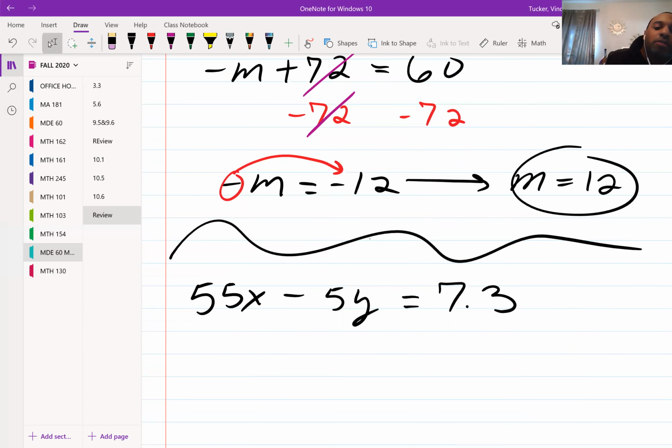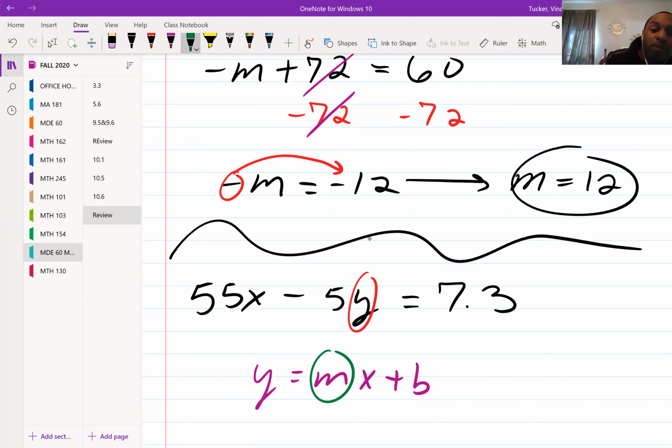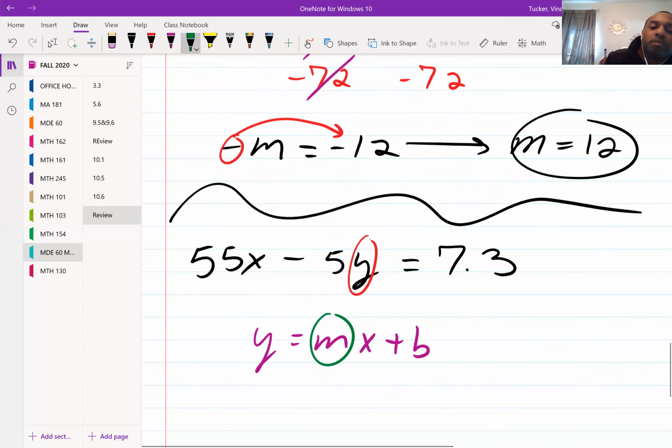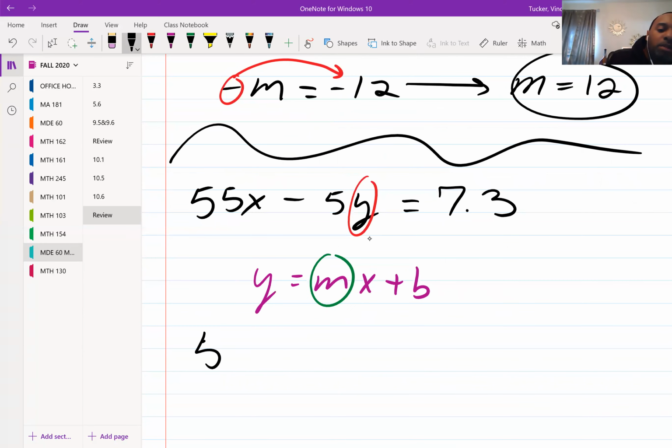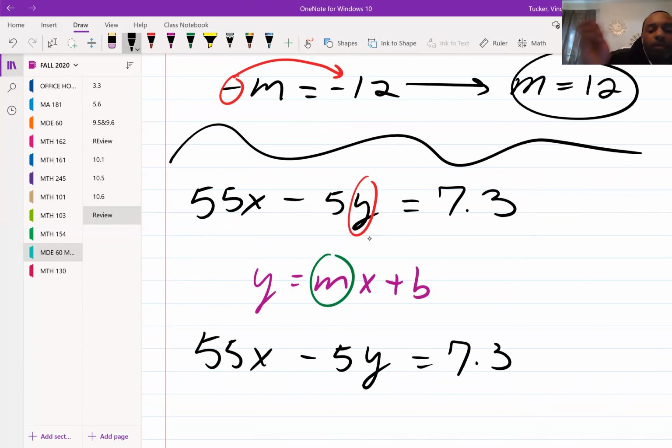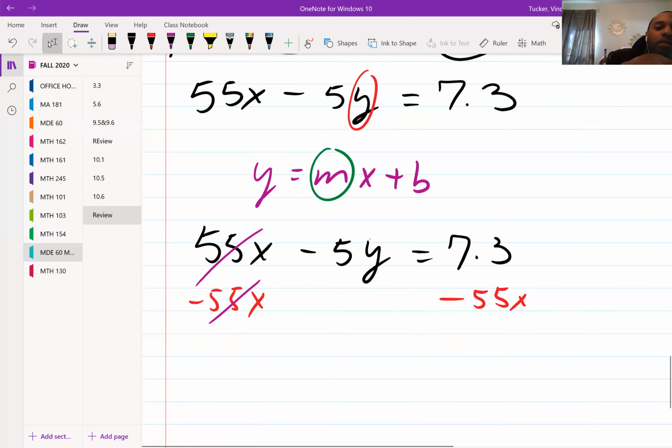Whenever you're trying to find the slope and they give you an equation, you want to solve for y, because you want to put it in the form y equals mx plus b. And whatever's sitting in front of your x after you solve for y would be your slope. So let's go back to the equation. Let's go ahead and subtract 55x from both sides. 55x cancels on the left.